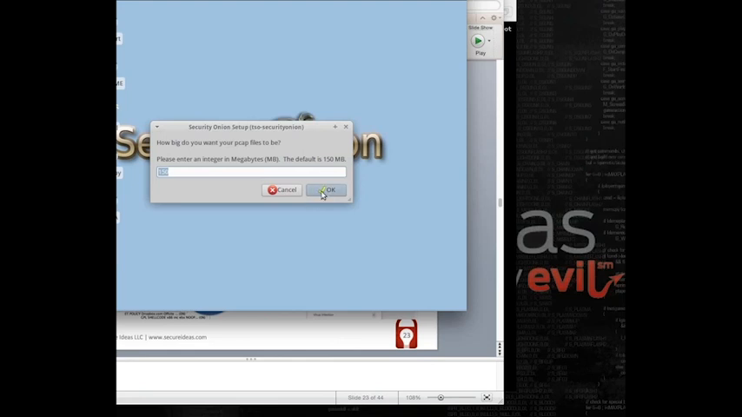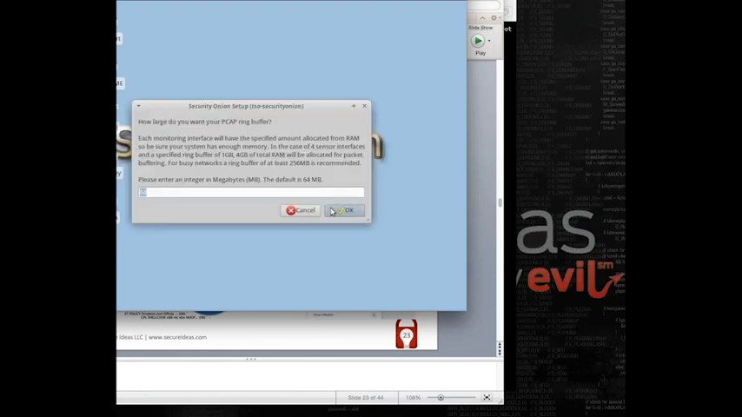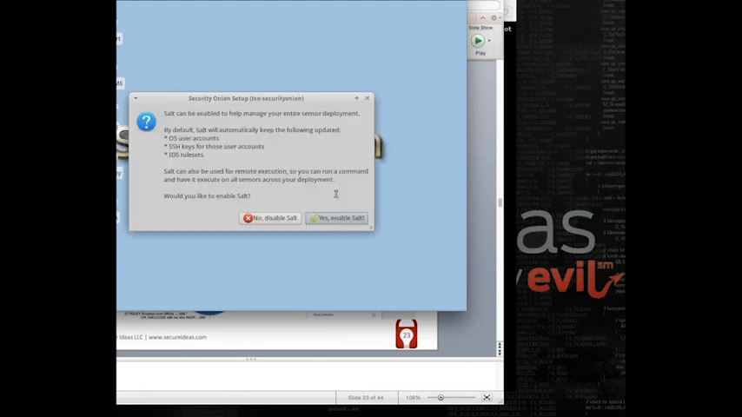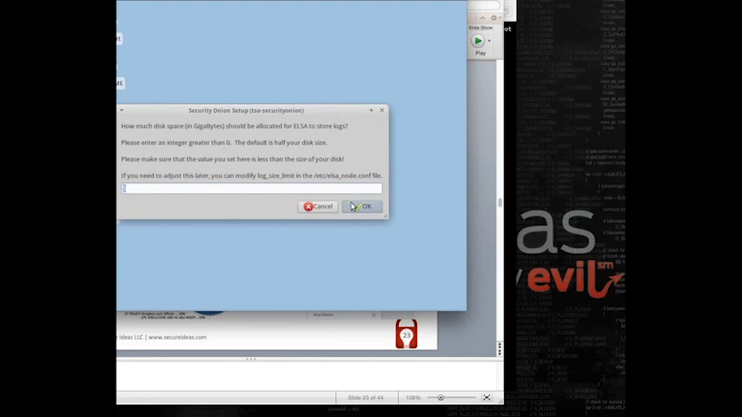Okay, we're going to max our PCAPs out at 150 megs. Yes, that's fine. Okay, we're going to leave salt off on this one. We're going to enable ELSA, which is our logging engine.